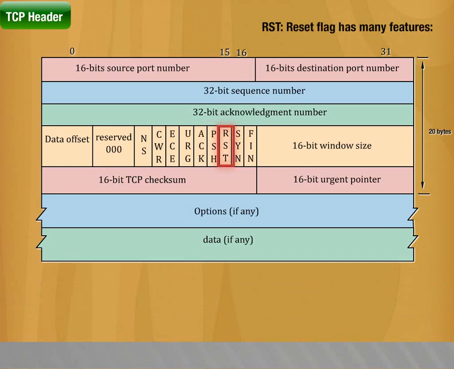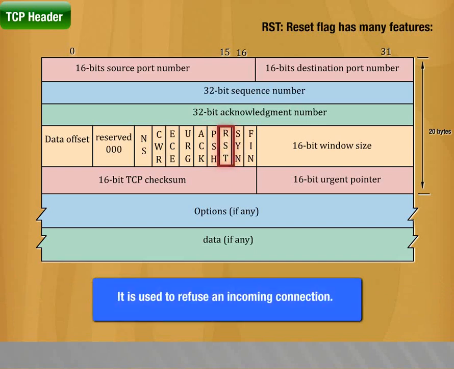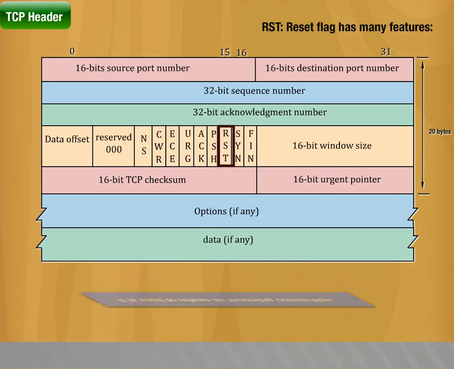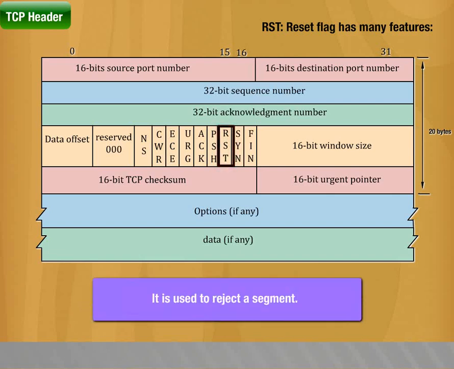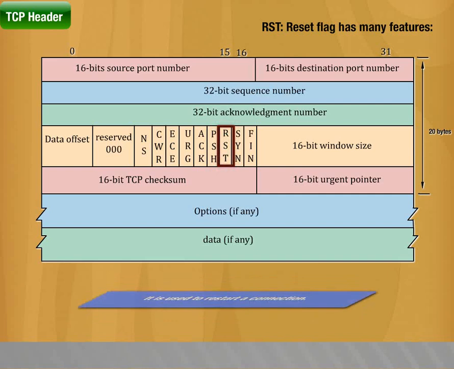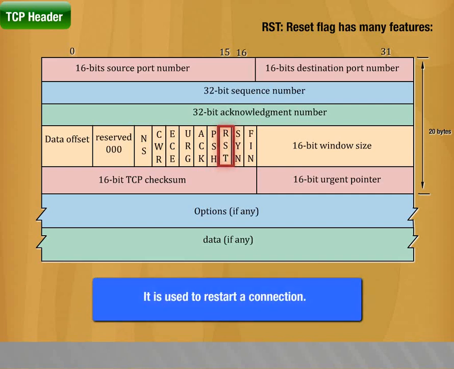RST, the reset flag, has many features. It is used to refuse an incoming connection. It is used to reject a segment. It is used to restart a connection.